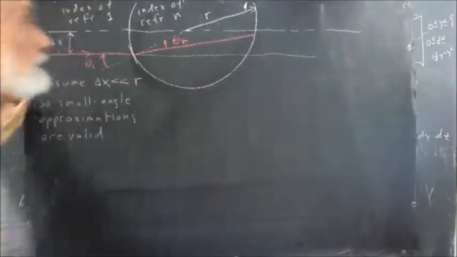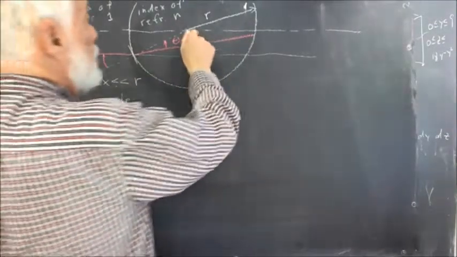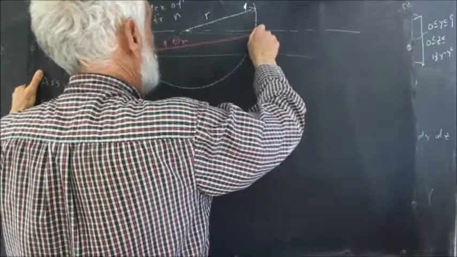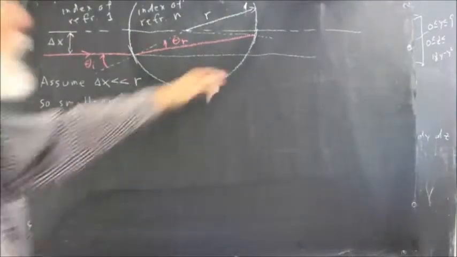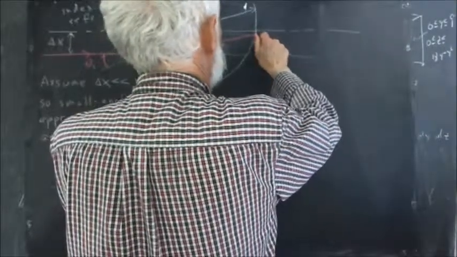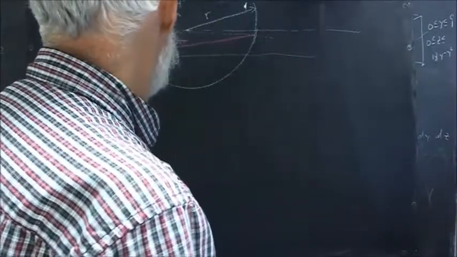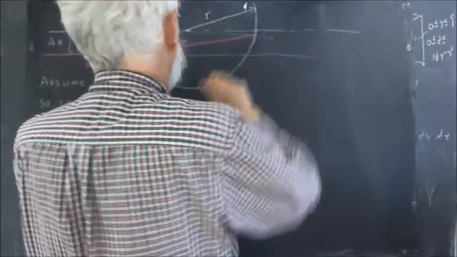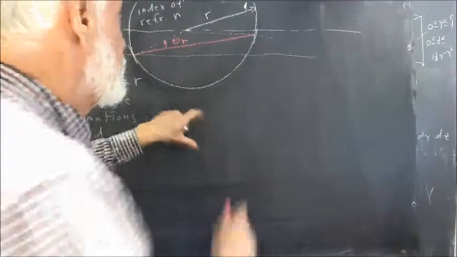theta sub r. We get to the back of the lens, and here we have another refraction. There's our radial line and our tangent line. So that the ray is refracted to a larger angle with respect to the normal.